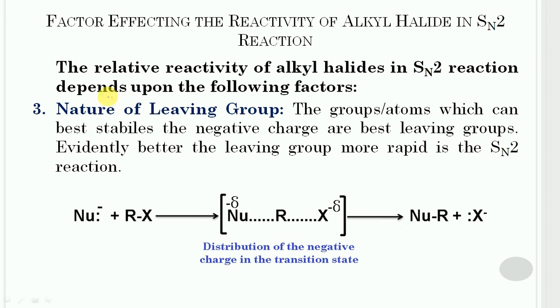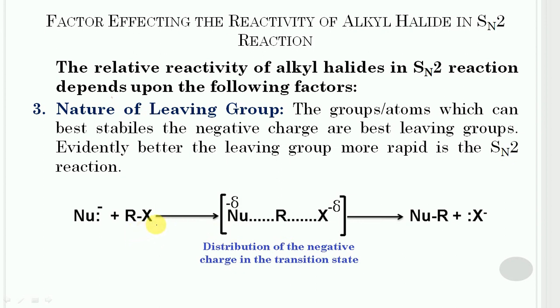The third one is the nature of the leaving group. The nature of the leaving group greatly affects the rate of SN2 reaction. In most of these reactions, the leaving group departs with the negative charge. Thus, groups or atoms which can best stabilize the negative charge are the best leaving groups. Evidently, the better the leaving group, the more rapid is the SN2 reaction. So it may be explained by considering this reaction.